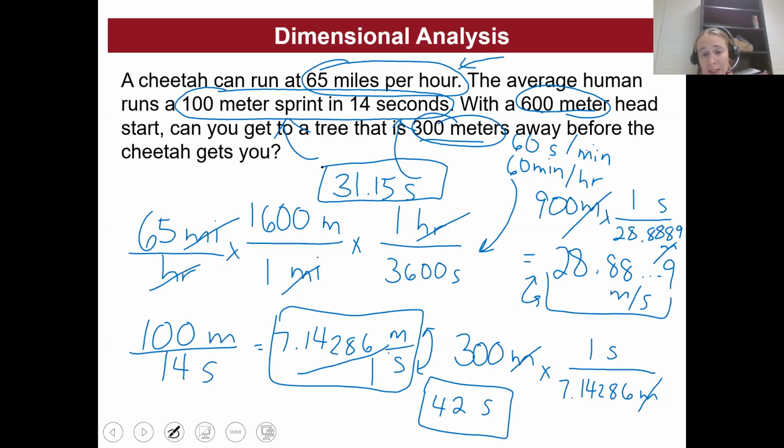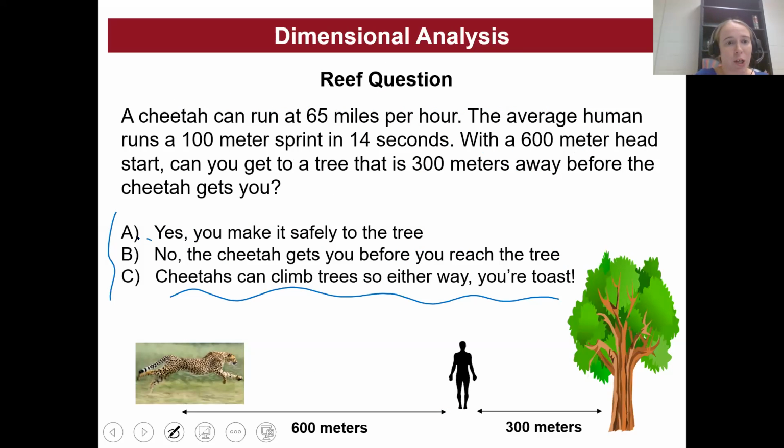It takes us 42 seconds to get to the tree. The cheetah's not going to go all the way to the tree if it sees us. It's going to get us before we get to the tree. So that's unfortunate, but even if we didn't consider the fact that cheetahs can climb trees, we're dead either way. Sorry. Good thing it's just a practice problem and not a real life problem, because that would be very, very sad. All right, so if we went back to our answers, that would be no. The cheetah gets you before you reach the tree. So, sad but true.